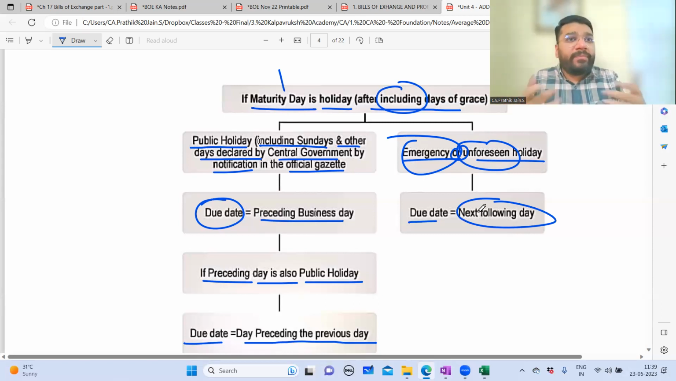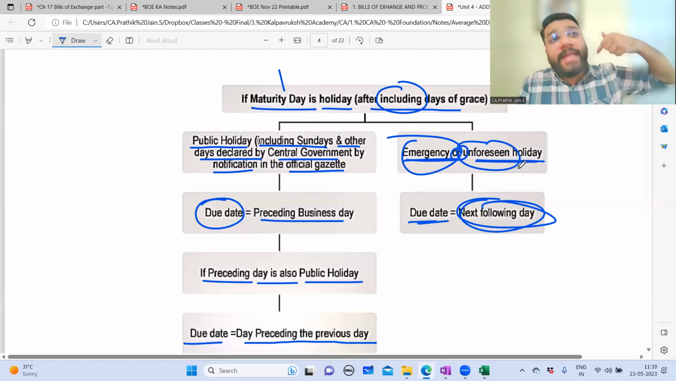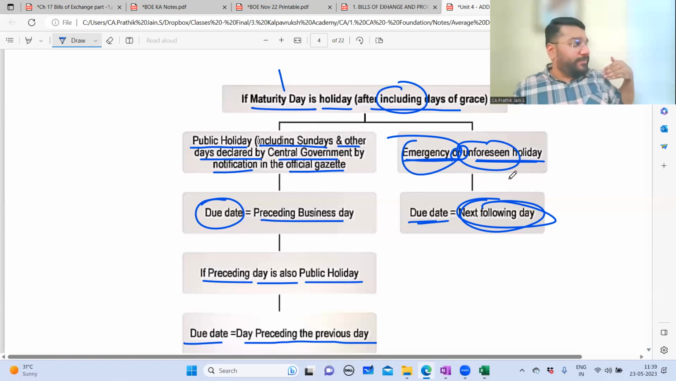Because of being a holiday, the shops are closed, banks are closed. So obviously the payment cannot happen. And you cannot say that it will be the previous day because you got to know only about that yesterday. It is very early for him to make the payment yesterday. So the advantage given is you take the next following day as the due date. Which means if it's an emergency or unforeseen holiday, the due date will be the next day. If it is already known to you, a public holiday, it will be the previous day.